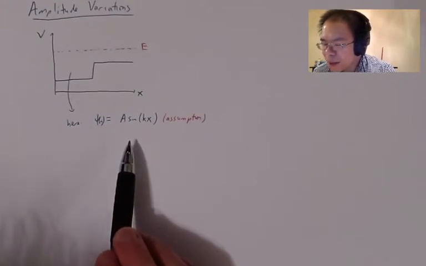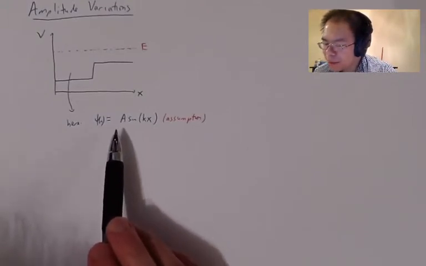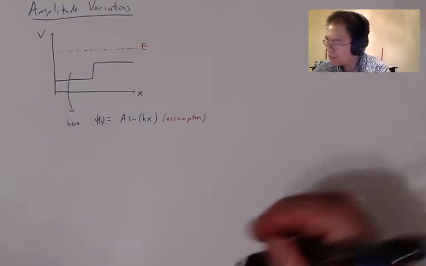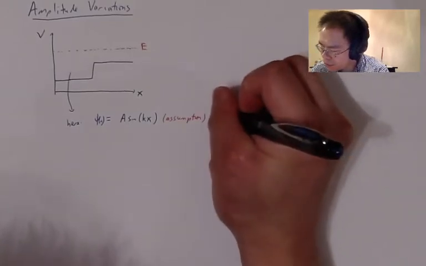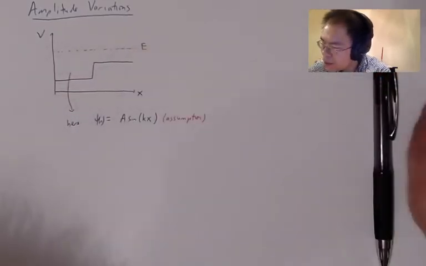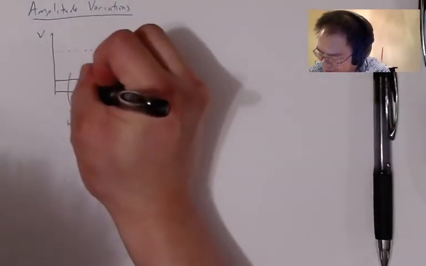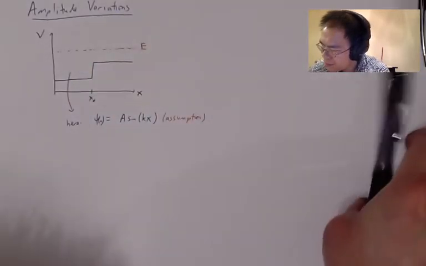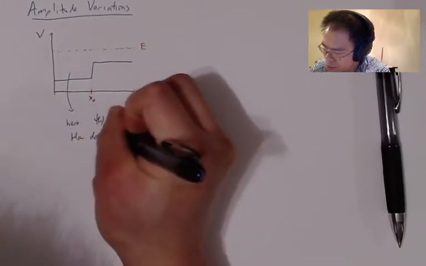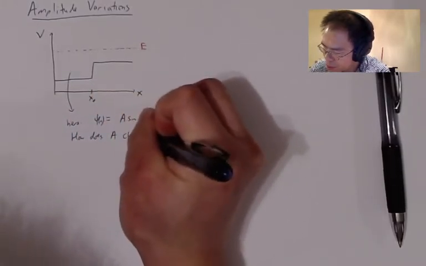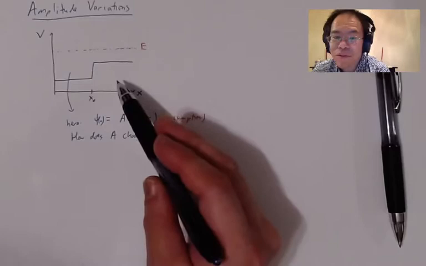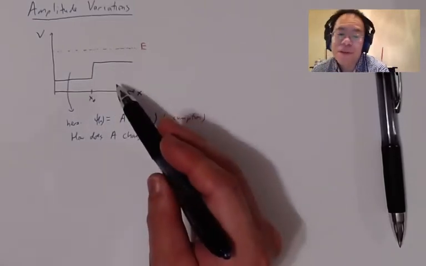The trick then becomes to think about how the amplitude might change across this point right here. So let's write that down. Let's call this point x naught. And I'm assuming that the wave function has the same general form, but with a different amplitude up in this region.